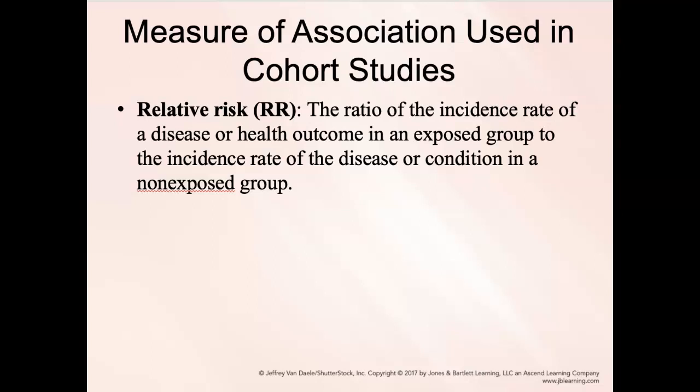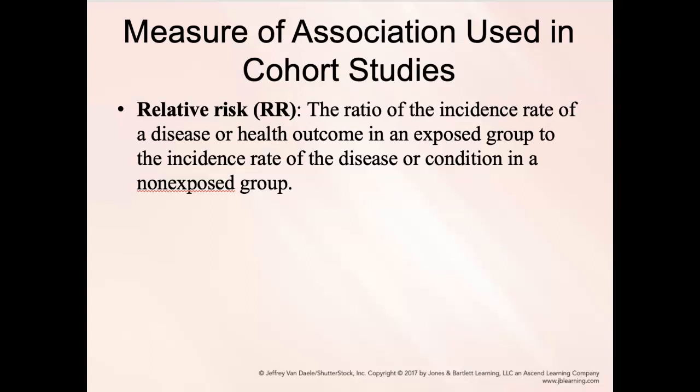The measure of association we use in a cohort study is the relative risk. So in a case control study, we talked about the use of an odds ratio. And the reason for that, again, is because we can't actually observe the incidence in a case control study. But the good thing is that in a cohort study, we actually can observe the incidence rate of disease. So we can see over a period of time how many people actually developed the disease. So we use a relative risk in a cohort study.